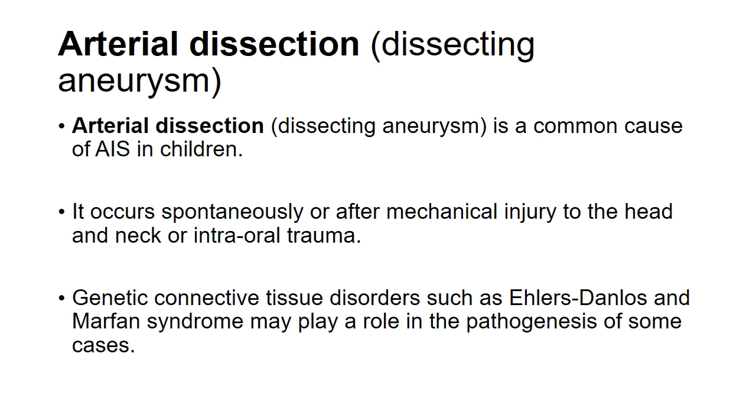Now, arterial dissection, what is this? This is one of the most common causes of arterial ischemic stroke in children. It occurs either spontaneously or after a mechanical injury to the head and neck region. Genetic connective tissue disorders such as Ehlers-Danlos and Marfan syndrome may play a role in the pathogenesis in some cases.